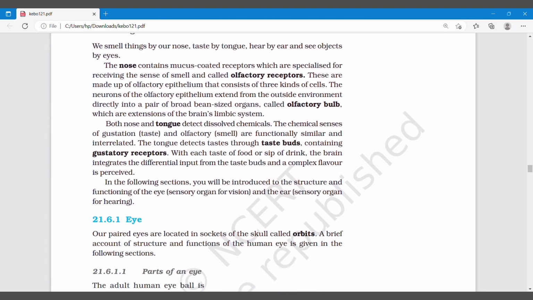Both nose and tongue detect dissolved chemicals. These chemical senses of gustation, that is taste, and olfaction, that is smell, are functionally similar and interrelated. The tongue detects taste through taste buds containing gustatory receptors. With each taste of a food or sip of a drink, the brain integrates the differential input from taste buds and a complex flavor is perceived. In the following sections, you will learn the structure and the function of eyes, the sensory organ for vision, and the ear, the sensory organ for hearing. So the next topic is eye.